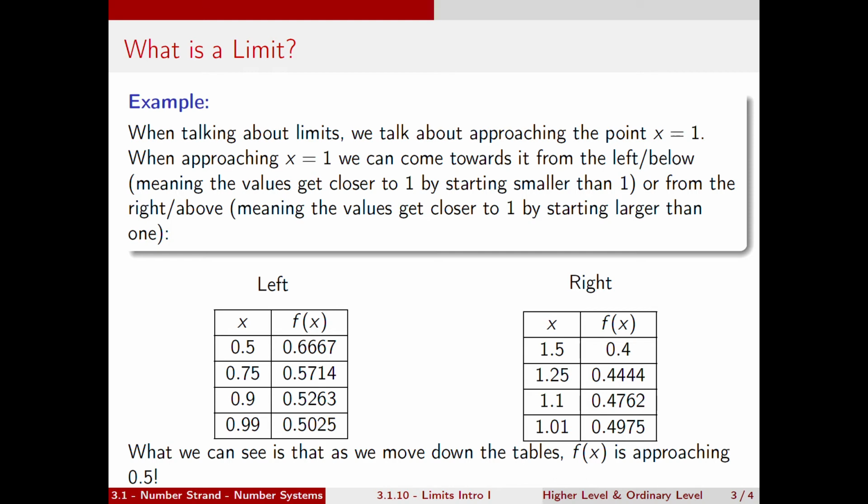And if we look at the right hand side, the same again, we'll approach 1 from the right hand side, or starting at numbers bigger than 1, we will get smaller and smaller and get closer to 1. So starting when x is 1.5 and letting x decrease to 1.25 to 1.1 to 1.01, at 1.01 we can see we get 0.4975, again very close to the value of 0.5.